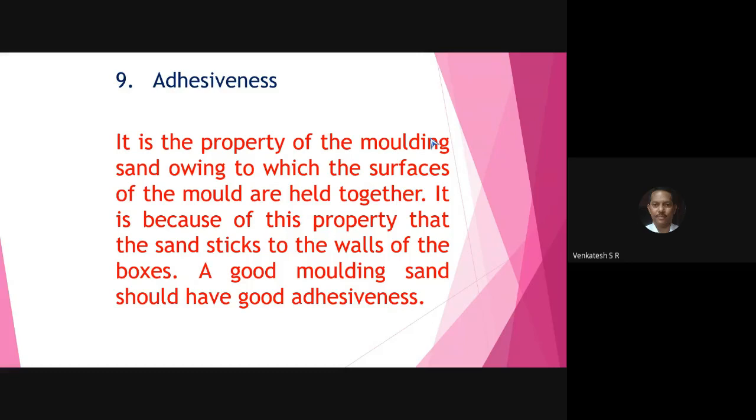Adhesiveness, joining, bonding between the sand particles in the mold cavity. This is also very, very important. Now write down adhesiveness. This is the property which is required in the molding sand to bond the sand particles. For that, you will have very good bonding of the sand particles. Due to that, you will get good casting.